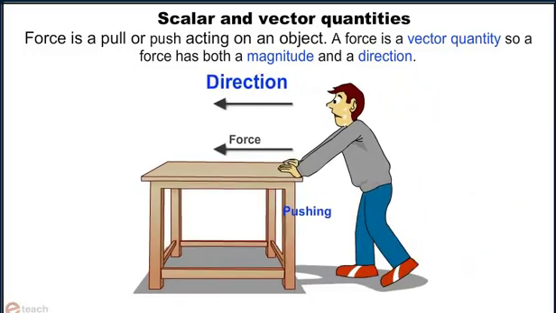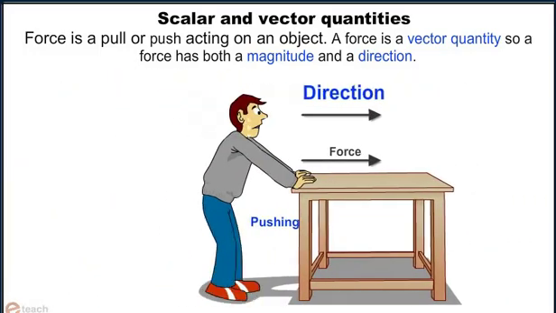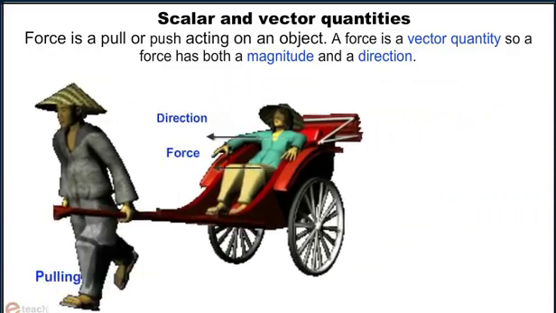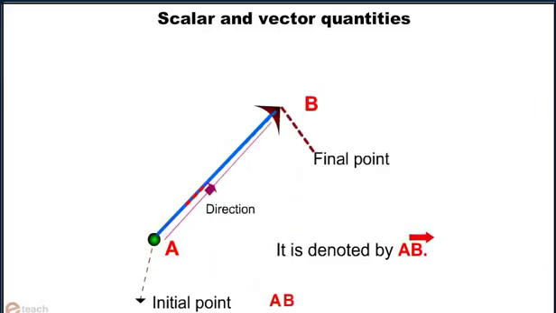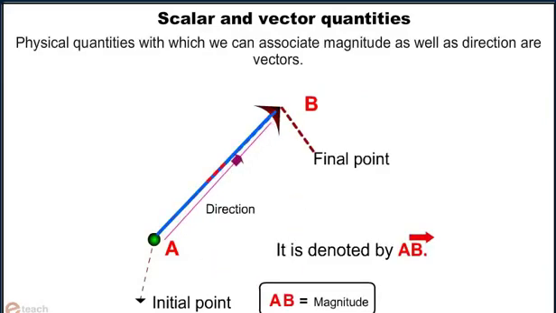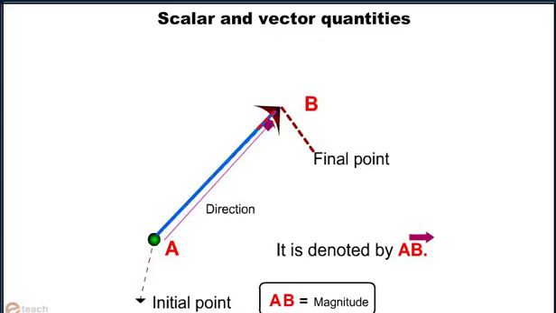Now, see the person pushing the table. See a man pulling a bullock cart. What is a vector? Physical quantities with which we can associate magnitude as well as direction are vectors. Here, line AB represents a vector with A as the initial point and B as the final point, and direction along AB. It is denoted by AB with an arrow above it denoting the direction of the vector.